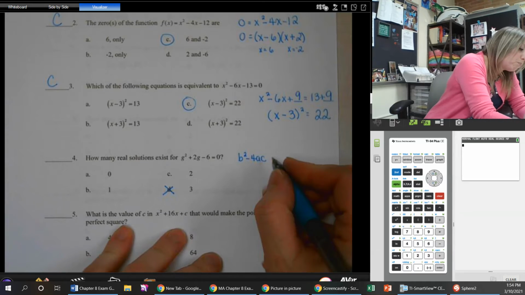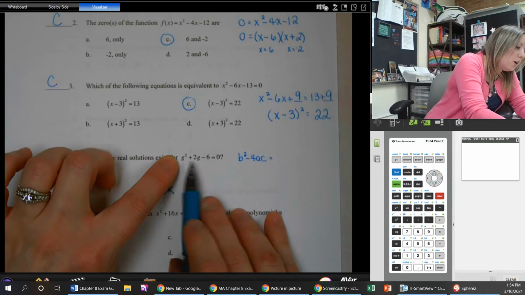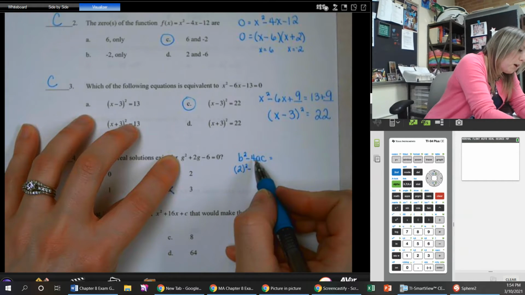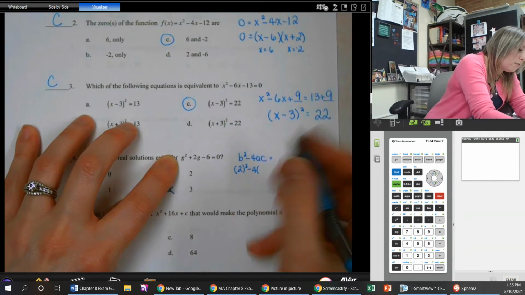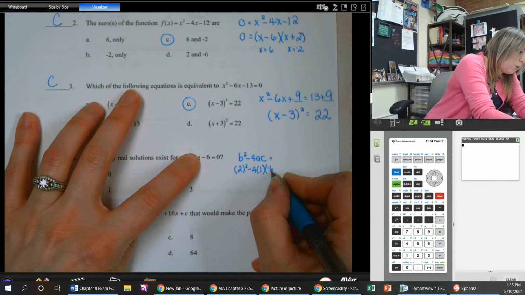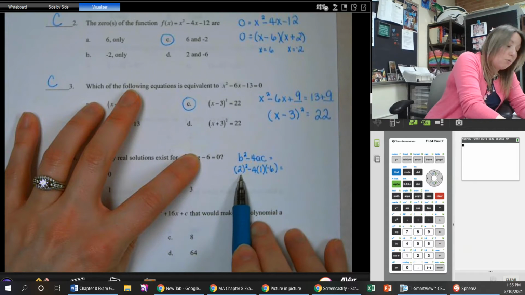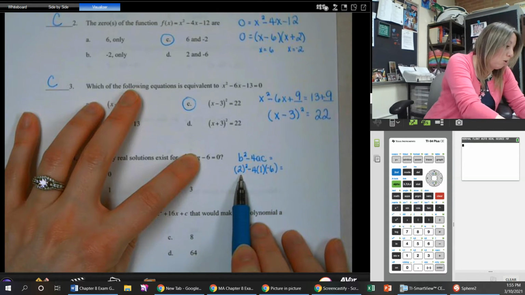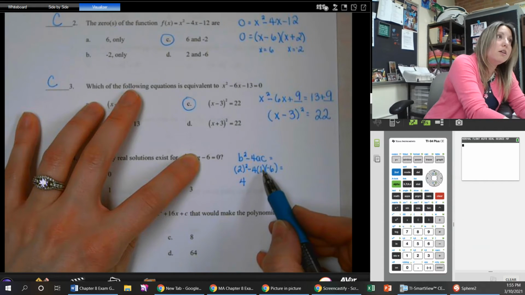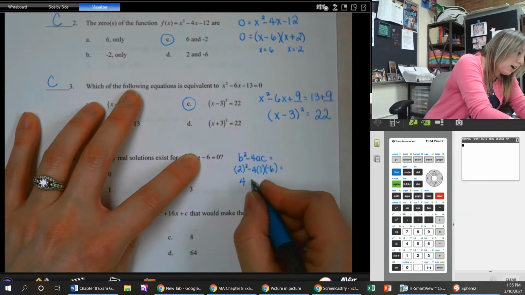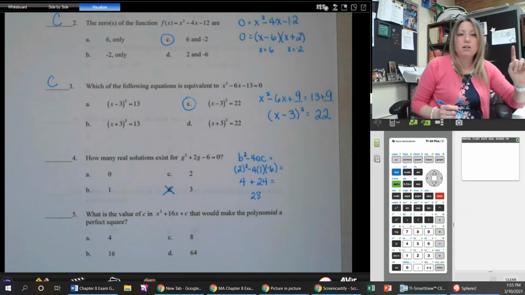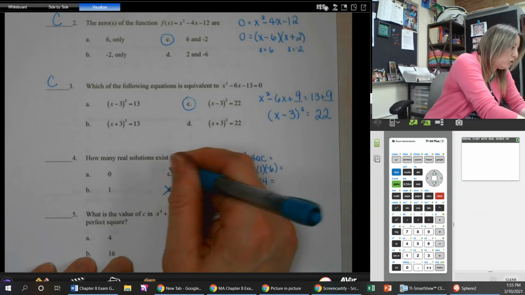Okay, so since this is in standard form, the b is 2 in parentheses squared, minus 4 times 1, which is the number in front of the x squared, that's a 1. And then the number by itself at the end is the c with its sign. So I could plug this straight into my graphing calculator, or 2 squared is 4. Negative 4 times 1 is negative 4. Negative 4 times negative 6 is a positive 24. And then 4 plus 24 is 28. Positive number, 2 solutions.